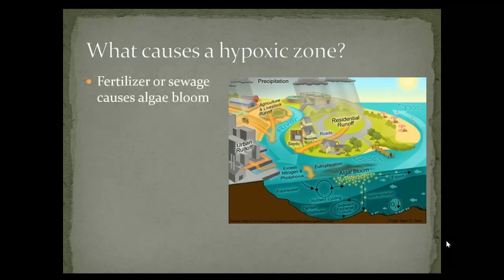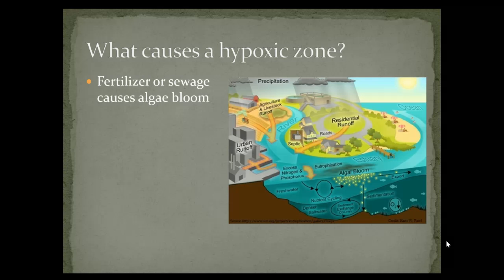So how does a hypoxic zone happen? First of all, fertilizer or sewage, either animal or human sewage, goes into the water. It's got nitrogen, it's got phosphorus. Those are limiting factors for plants. There's not enough of those. That's why we put them into fertilizer, because there's not enough. So just like fertilizer makes plants on land grow, it also makes plants in the water grow. So it all of a sudden provides that nitrogen and phosphorus that they need. So you get an algae bloom.